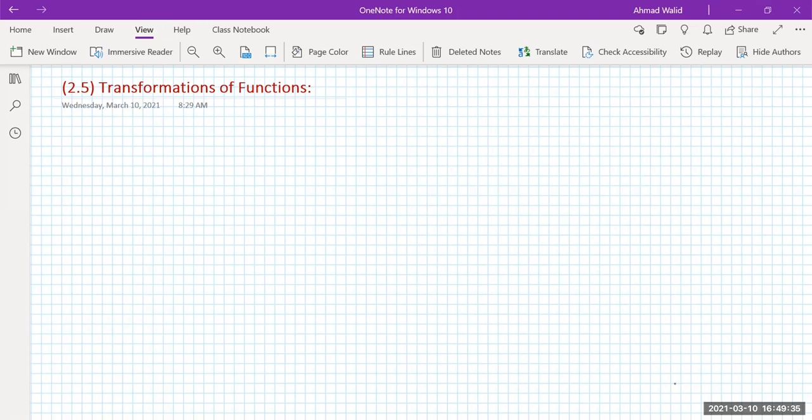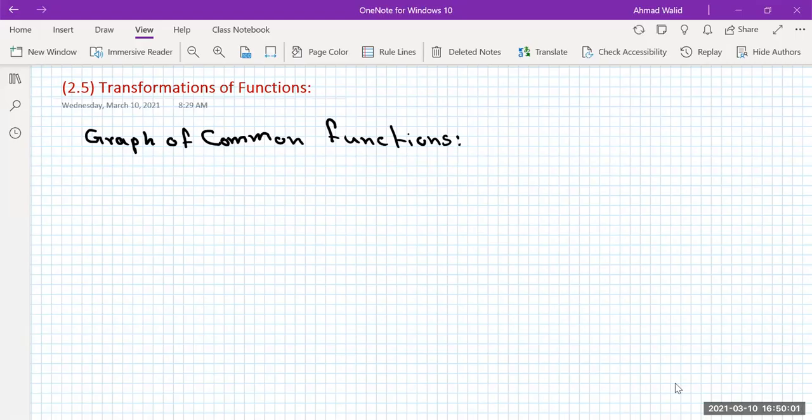Let's start first with the graph of common functions. Some people call this the gallery of functions. Some people call this topic parent functions. Whichever way you call it, the name is different, but actually we are talking about the same topic.